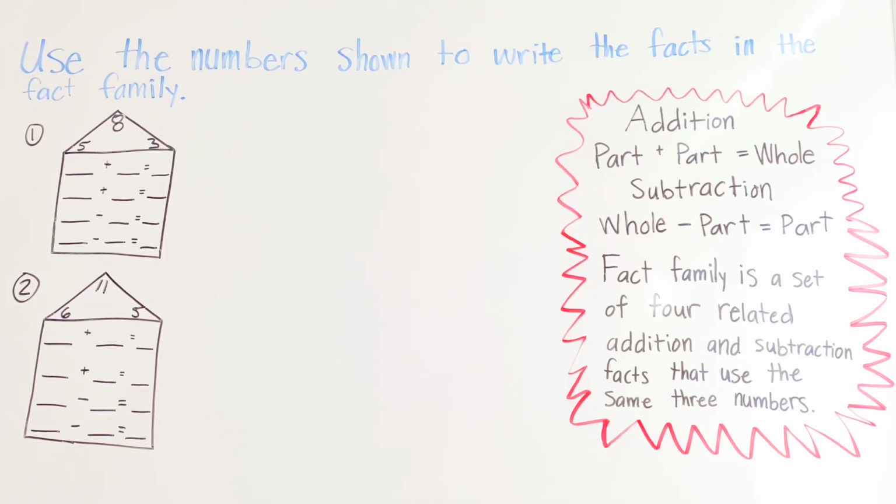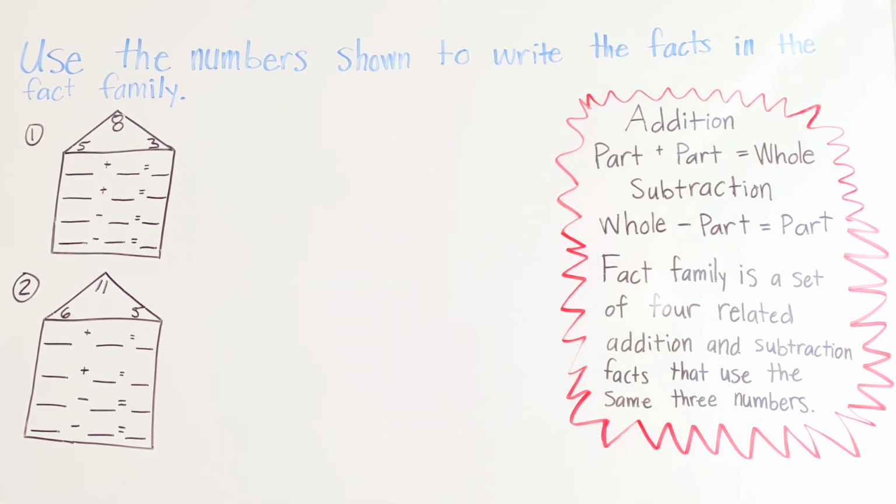In today's video, we're going to be working on how to use the numbers shown to write the facts in the fact family. On the right hand side, the little notes we have: addition is part plus part equals whole. So subtraction, we have whole minus part equals part. And remember, the fact family is a set of 4 related addition and subtraction facts that use the same 3 numbers. So in number 1, we have 5, 8, and 3.